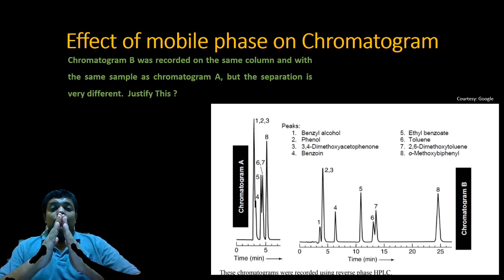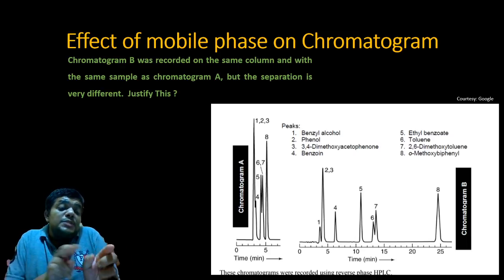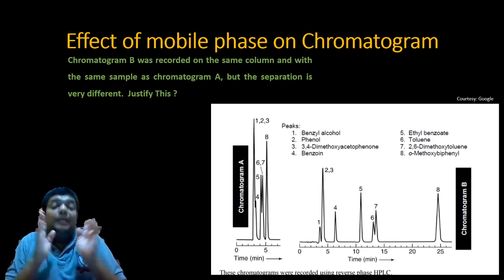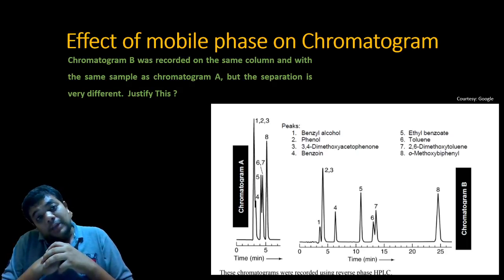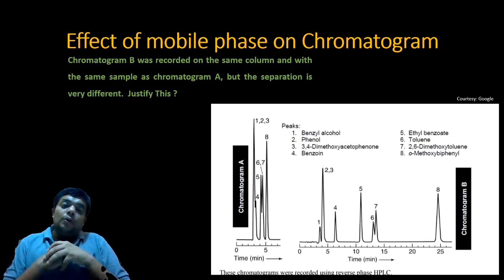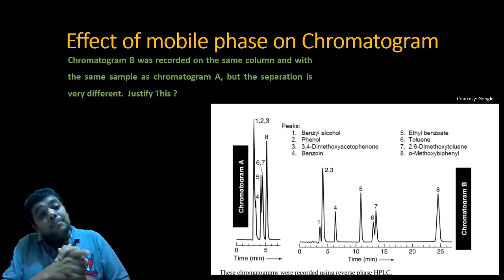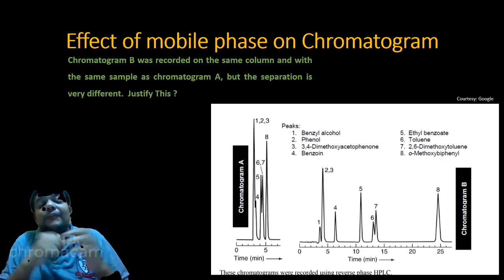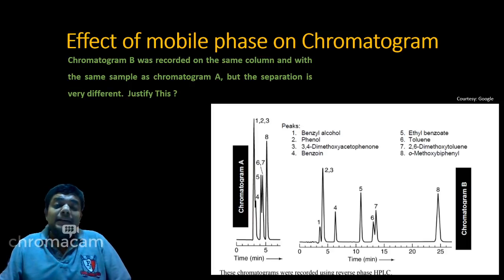I'm not asking you to broaden the peak. I'm asking you to make the distance between the two peaks visible. And to do that, the mobile phase plays an important game. Chromatogram B was recorded on the same column and with the same sample as chromatogram A, but the separation is different. Justify this. Why? Because of the effect of the mobile phase. Now let's see what that effect was.